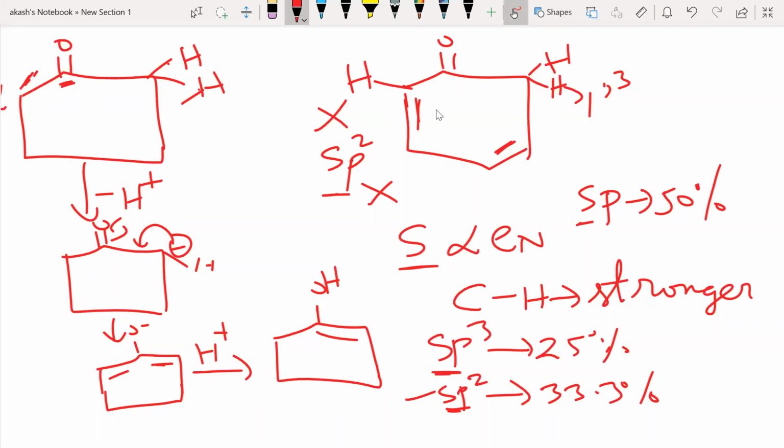So when I have an sp3 hybridized carbon, it is the least electronegative. sp2 is more electronegative, and sp hybridized carbon is very, very electronegative, as much as oxygen. That's what you need to understand. What I'm trying to tell you is that if the electronegativity of the carbon increases, the C-H bond strength also increases. So you cannot remove the H plus from there. Now we have to remove it only from the sp3 hybridized carbon.